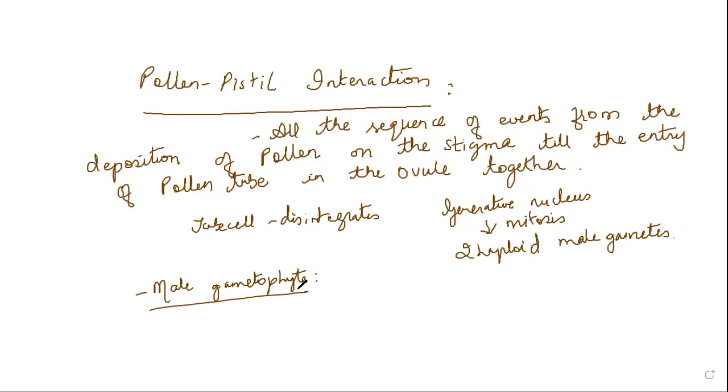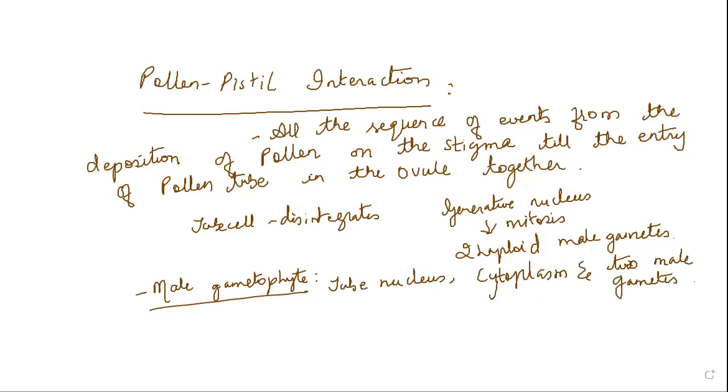The pollen tube with its contents, that is tube nucleus, cytoplasm and two male gametes, it's called as male gametophyte.